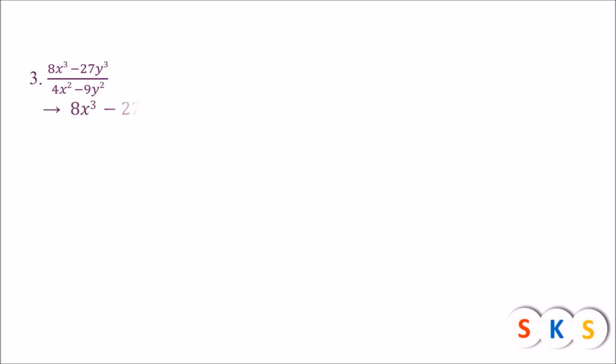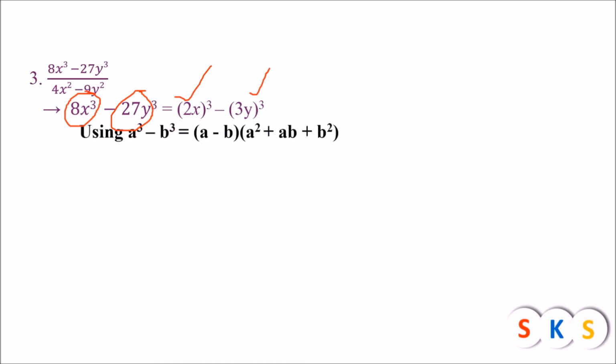So let's see how to factorize the numerator. Here we have the numerator 8x cube minus 27y cube, which I can write as 2x whole cube minus 3y whole cube, right? This is the cube of 2x and this is the cube of 3y. So I have converted this into the form of a cube minus b cube. And you all know that a cube minus b cube equals a minus b into a square plus ab plus b square. So I'm going to use this formula.